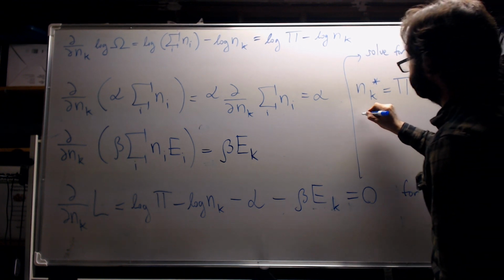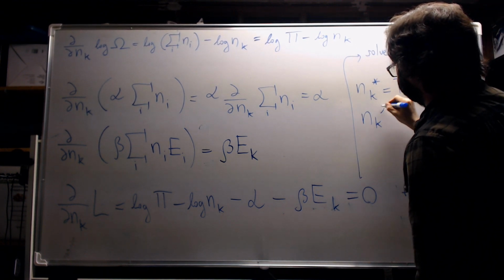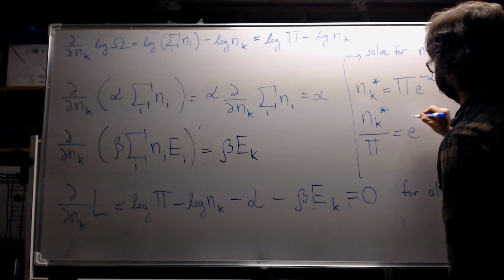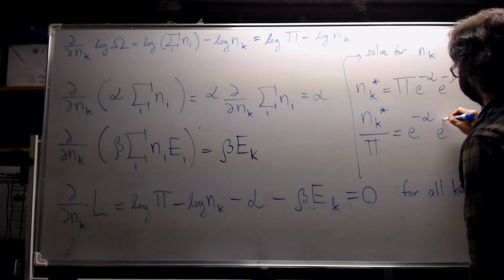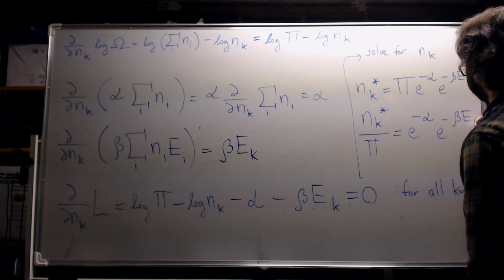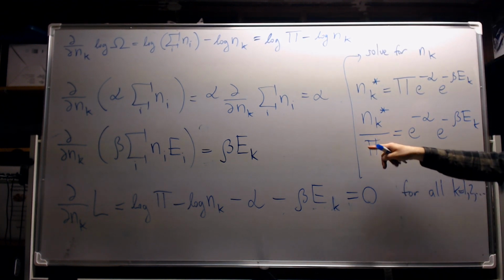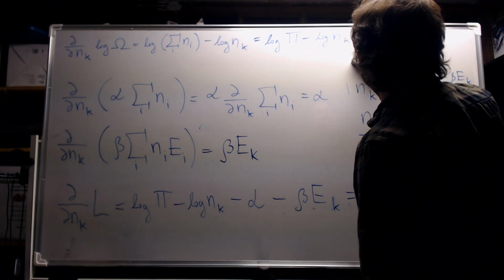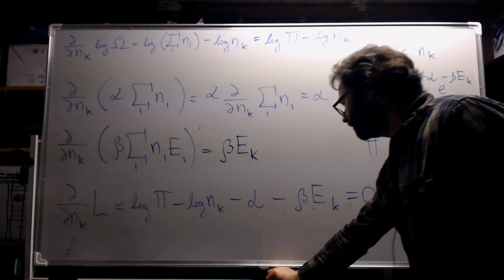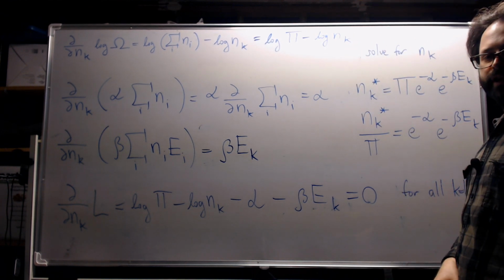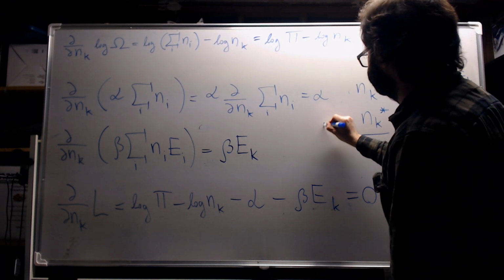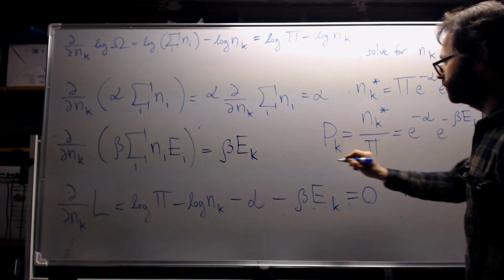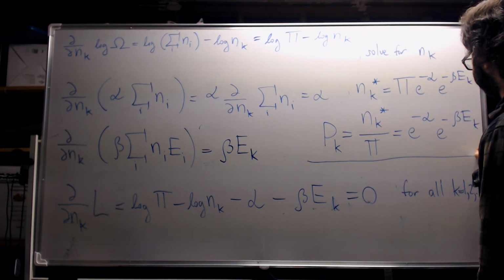If we rearrange this, this can be written as n_k divided by pi equals e to the minus alpha e to the minus beta e_k. Remember what this is. What we said was that given that one of our distributions absolutely dominates and is the only one that we effectively need to be concerned with, this is the probability to find our macroscopic system of interest in microstate k.